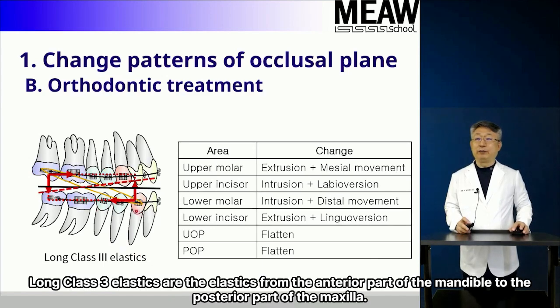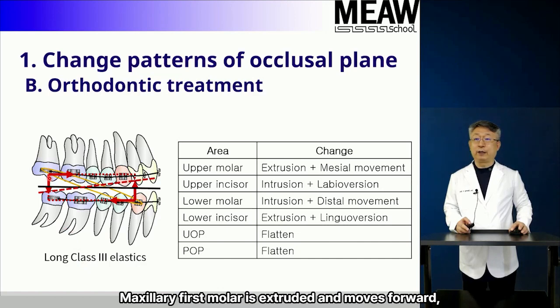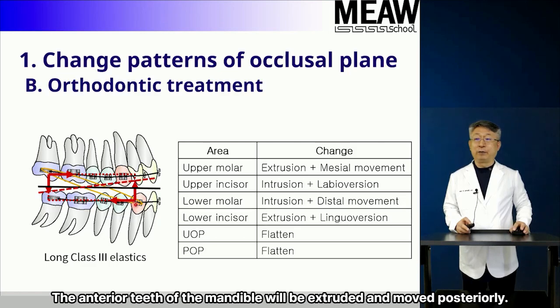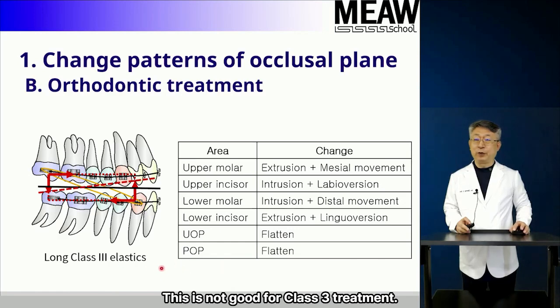Long class 3 elastics are the elastics from the anterior part of the mandible to the posterior part of the maxilla. How about tooth movement at this time? Maxillary first molar is extruded and moves forward. The anterior teeth of the mandible will be extruded and moved posteriorly. When the maxillary posterior teeth are extruded, UOP is flattened and POP is also flattened. This is not good for class 3 treatment.